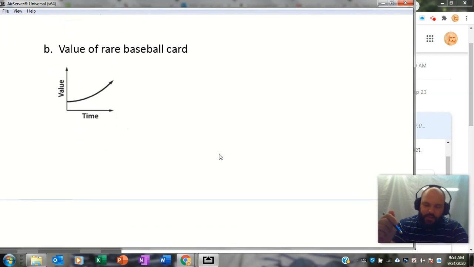The next one is a graph of the value of a rare baseball card. And you can see this one's pretty straightforward: as time passes, so time's on the bottom, that is the independent variable, the value of the card is continuing to go up like that. So it's going to continue to rise.